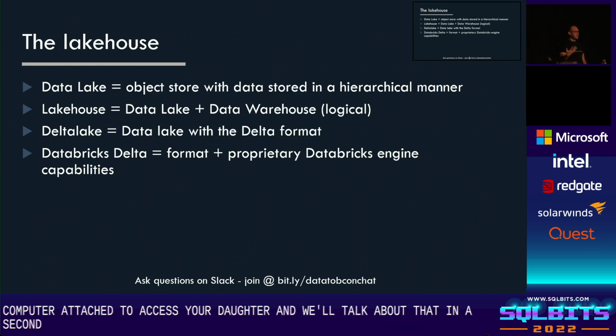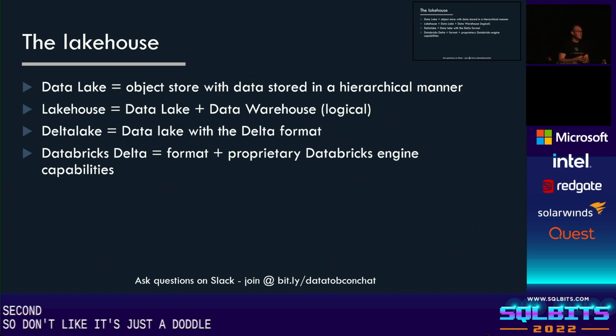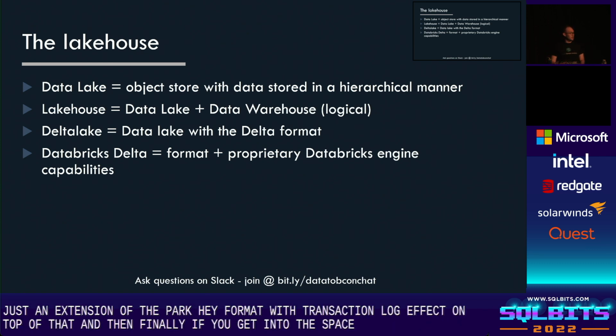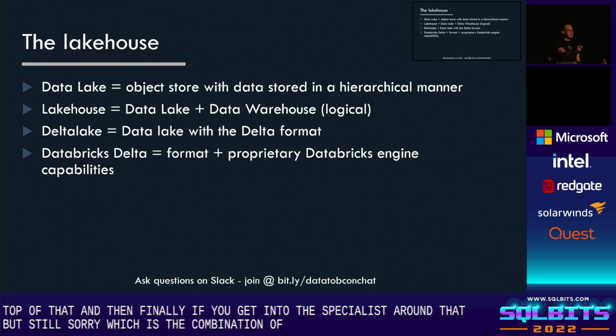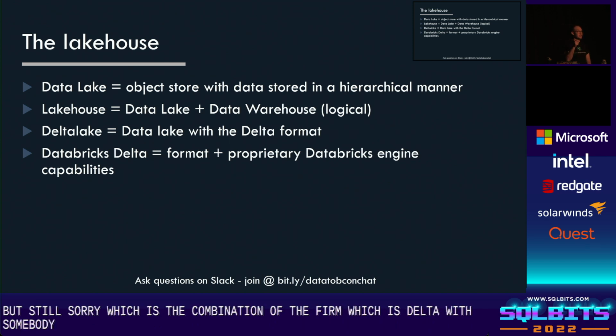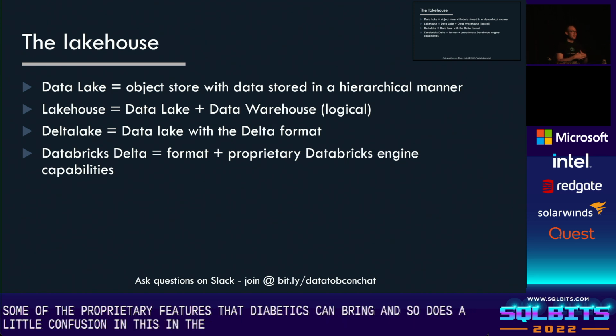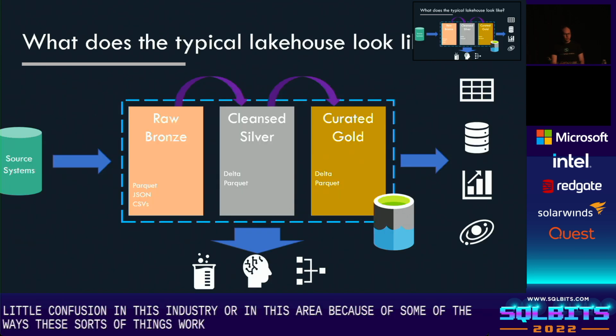And then there's this idea of a Delta Lake. Is a Delta Lake a different concept? A Delta Lake is just a data lake using the Delta format, and the Delta format is just an extension of the Parquet format with a transaction log effectively on top of that. Finally, if you get into this space, you'll also learn about Databricks Delta, which is the combination of the Delta format with some of the proprietary features that Databricks can bring. There's a lot of confusion in this area because of some of the ways these things are named. So what does the typical lakehouse look like?